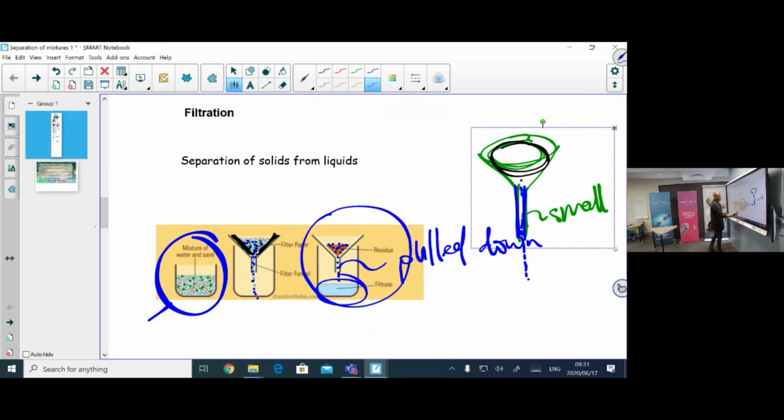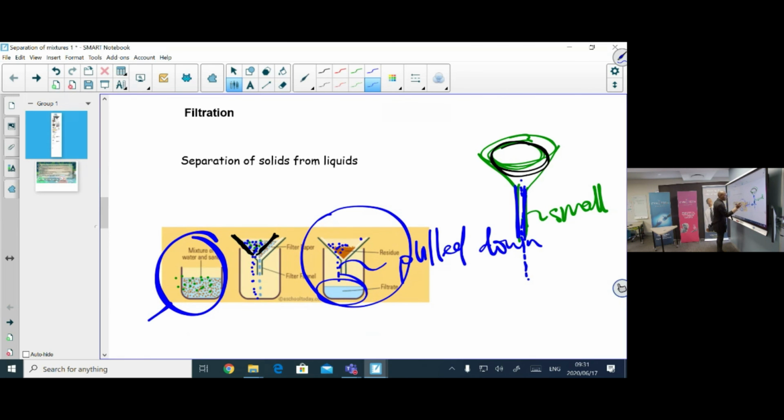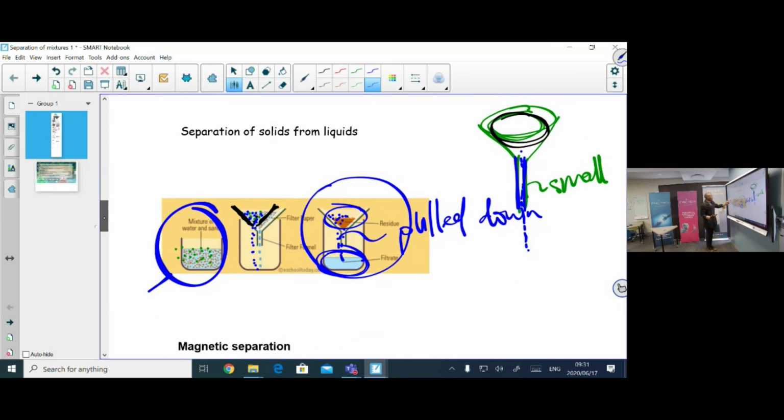It's a slow process, but it's an effective process because your solids will remain at the top while your liquid is collected separately, and you have separated your liquids from your solids, which would be much harder to do if you're hand picking, right? Hand sorting or hand picking.